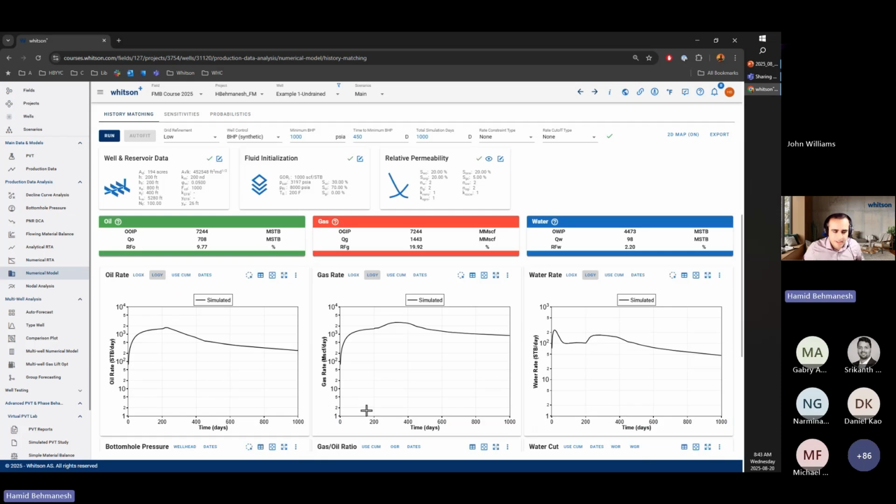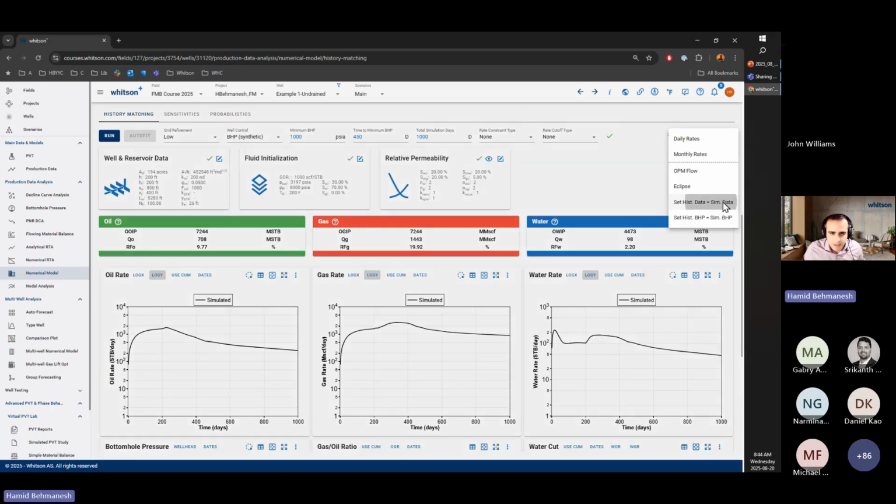A very easy step to import this information as a well production history will be to go to the export button here and click on set historical data equal to simulated data. If I'm going at a higher pace, please let me know so I can adjust my pace so you guys can follow up.